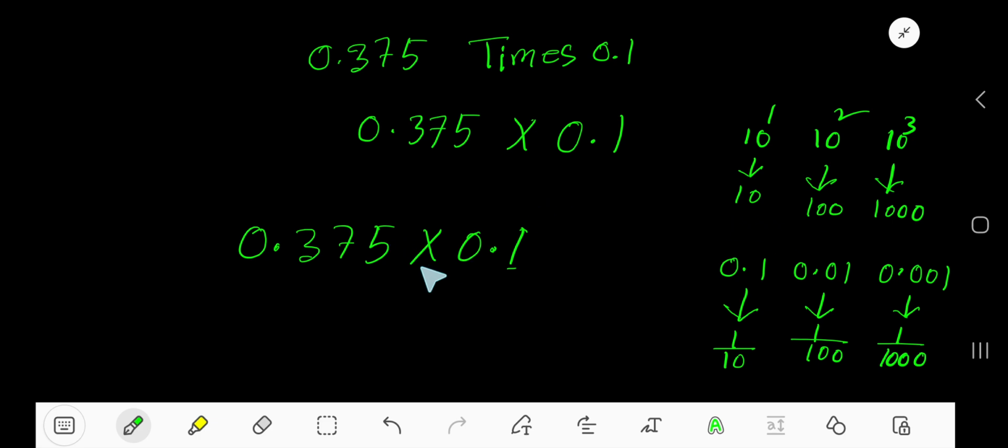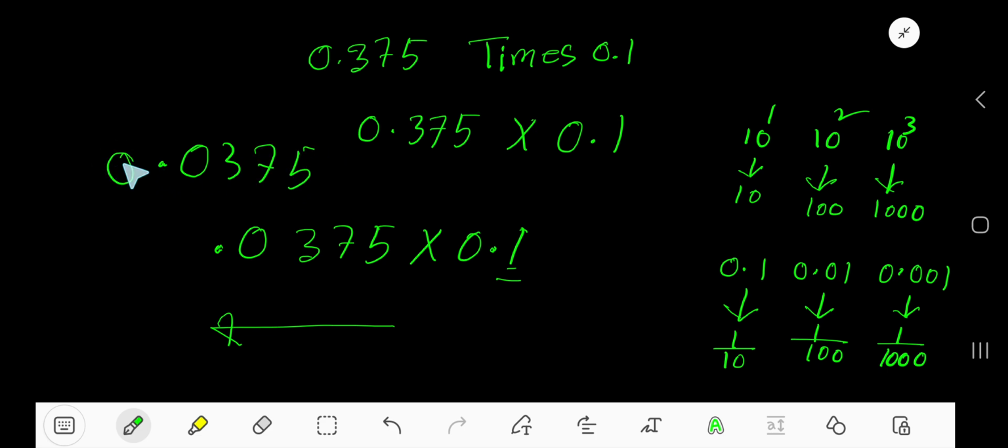To multiply a decimal by a power of 10 which is less than 1, you need to count the number of decimal places. Here, 1. So the decimal point will move one digit from right to left. So you are getting point 0375. You can write another 0 here to show that this is less than 1. So 0.0375 is your answer.